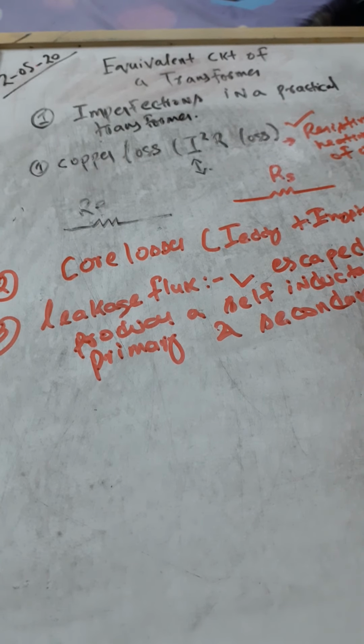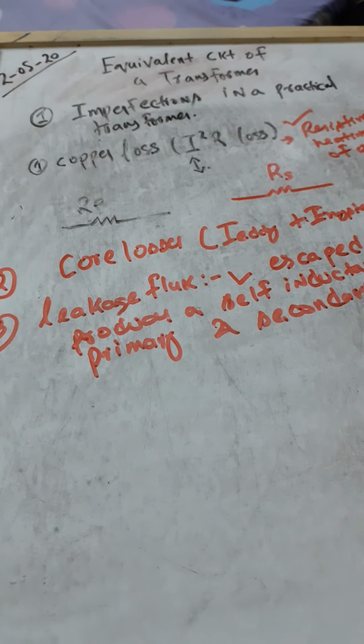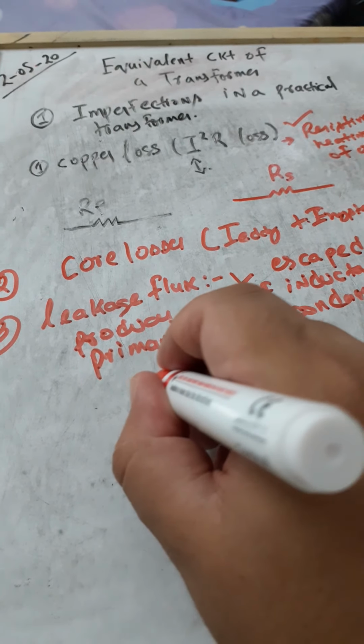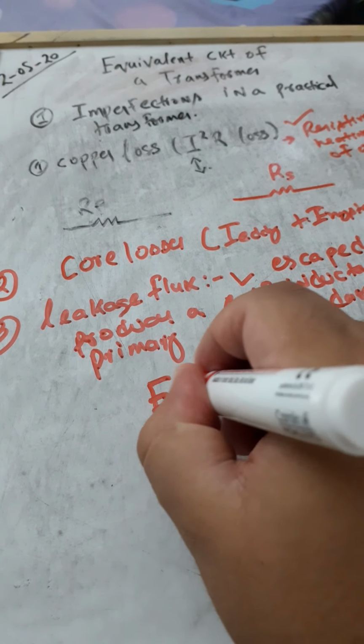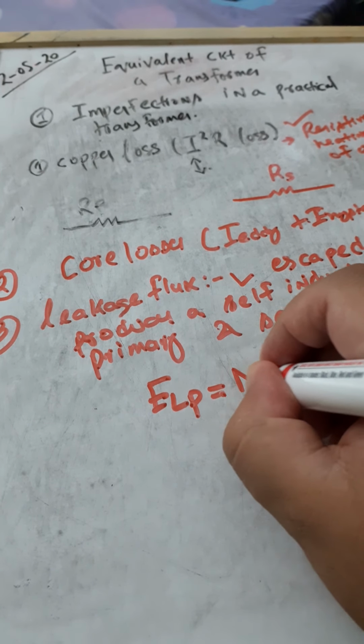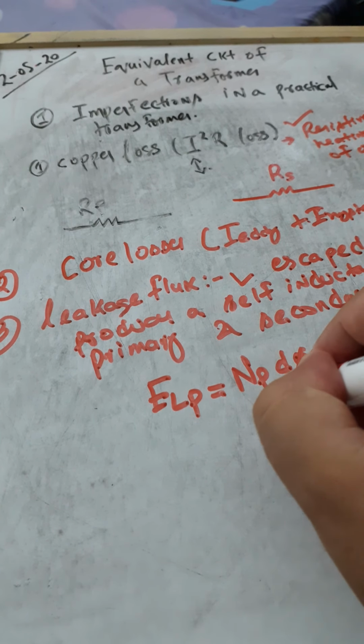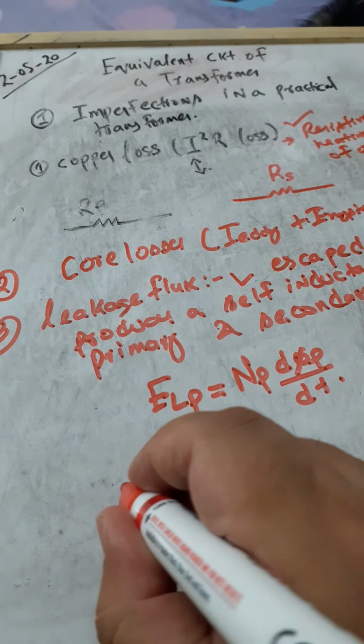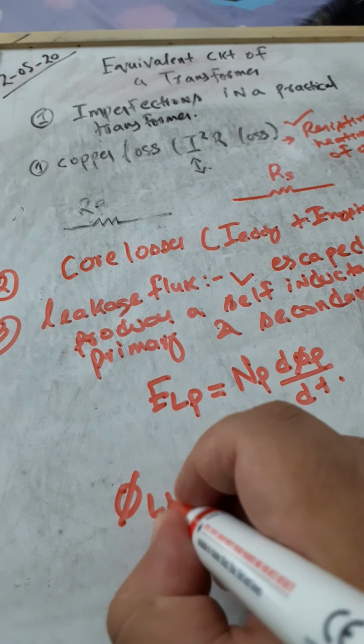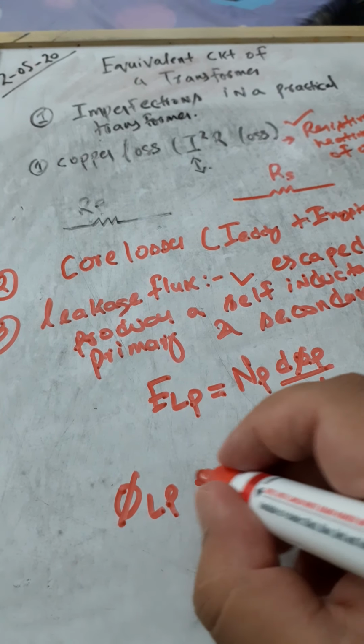One important thing here is that, let's suppose my primary side voltage ELP is the number of turns times d phi by dt. As far as my flux is concerned, flux is what? Flux is just equivalent to current is what?